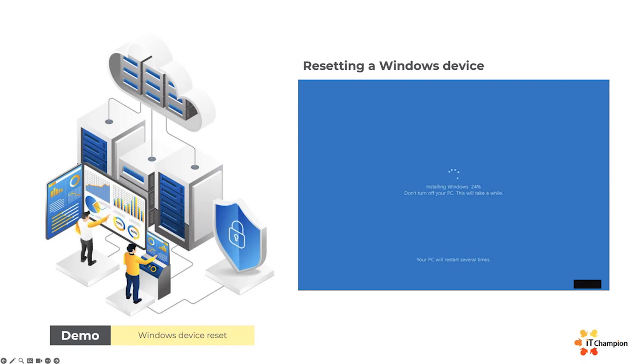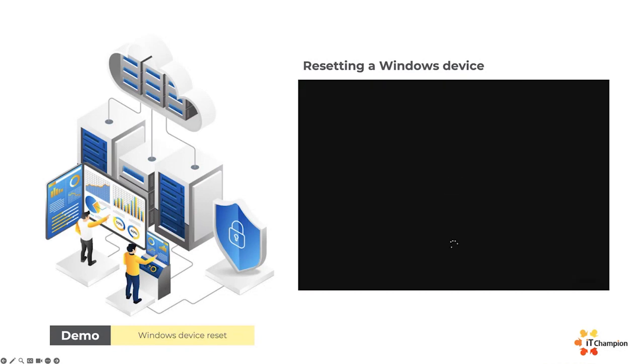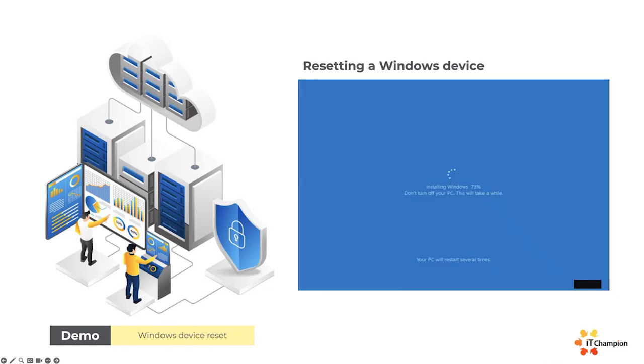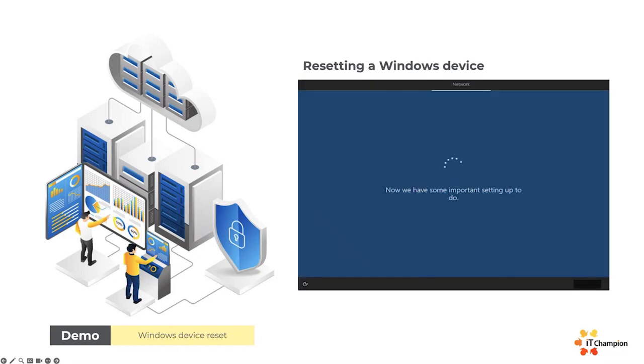A remote reset can be initiated from the Microsoft Intune portal. Once a device has been reset, the user is prompted to connect to an internet connection, be it Wi-Fi or an Ethernet connection. At this point, the device recognizes that it is part of the organization's Windows Autopilot program and prompts the user to sign in with their Microsoft 365 credentials.